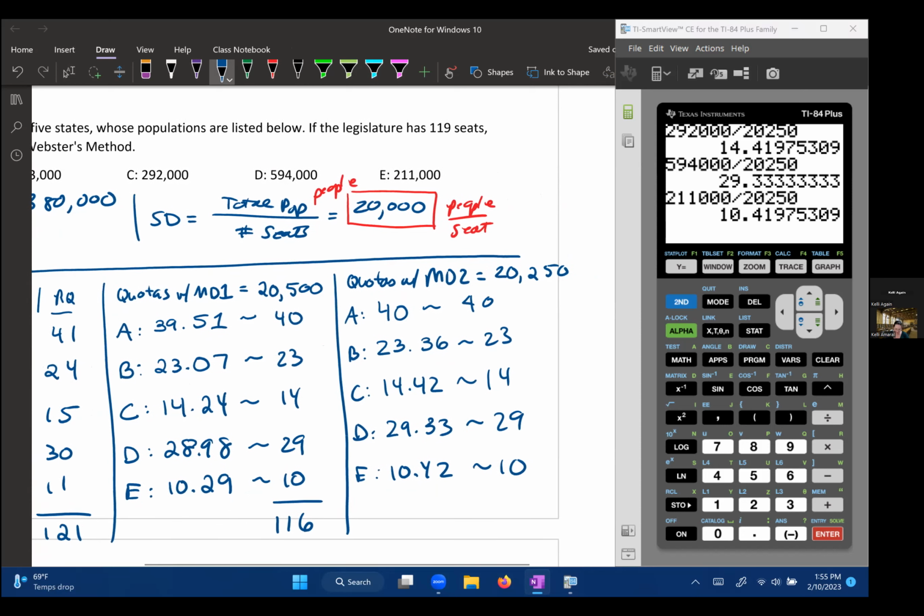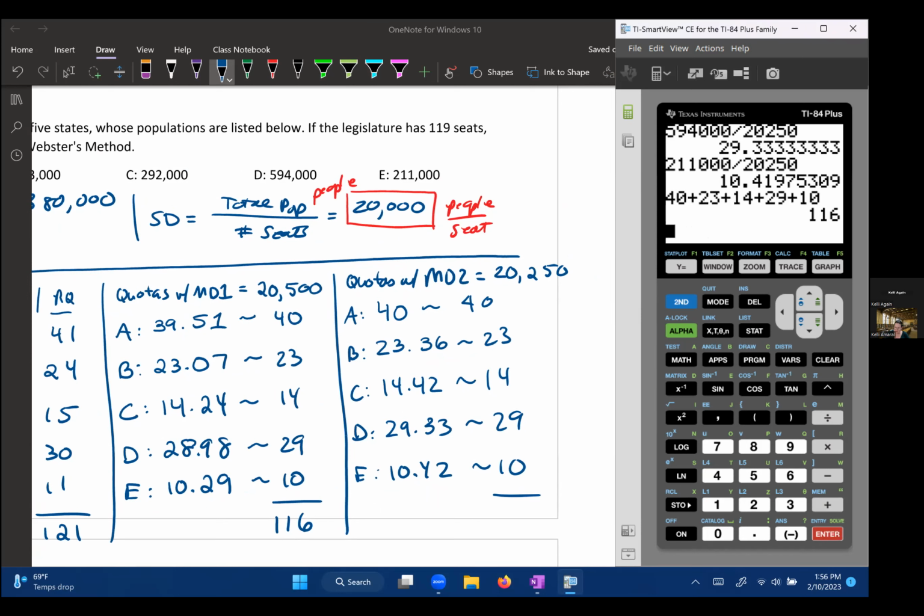Now, I was going to say, is that the same list we had before? No, it is not. So let's see. If we add these together, what do we get? 40 plus 23 plus 14 plus 29 plus 10. Dang it. Wait, that's the same apportionment as the other one. Nothing changed? I didn't even notice that as I was doing it.